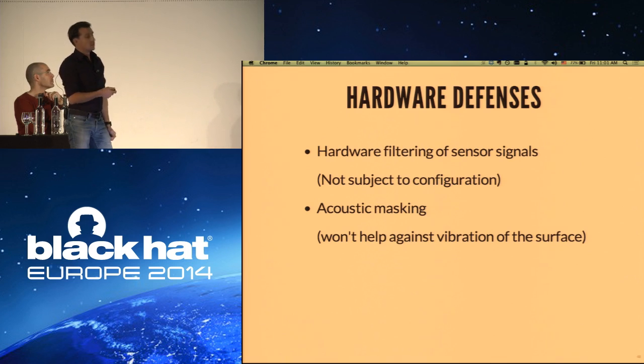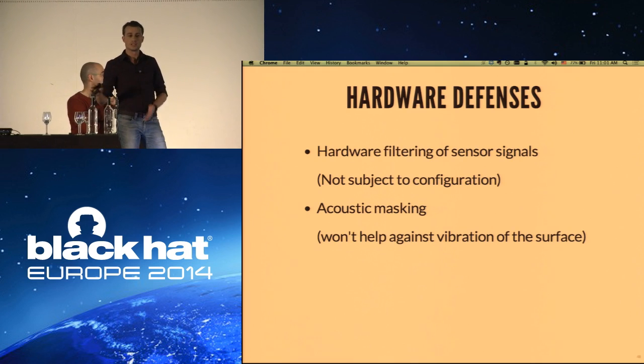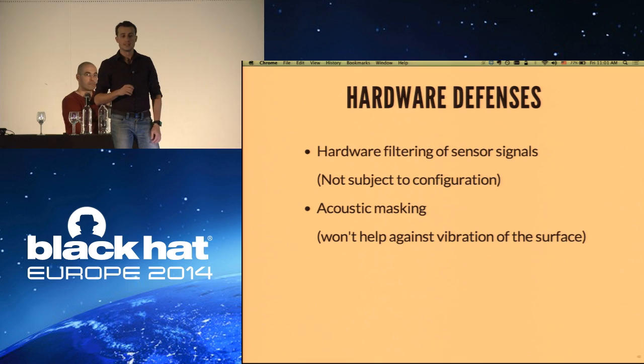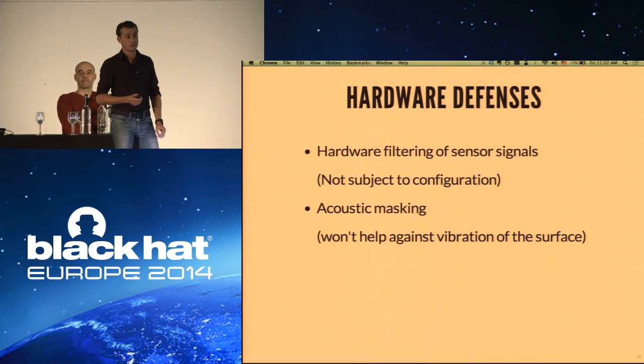And the final one is applying some sort of acoustic masking, but we have to notice that acoustic masking wouldn't prevent picking up vibrations of the surface that the phone is lying on. If the phone is lying on some wooden surface which reacts well to sound, the gyro would still probably pick up those vibrations, so that might not prevent it.